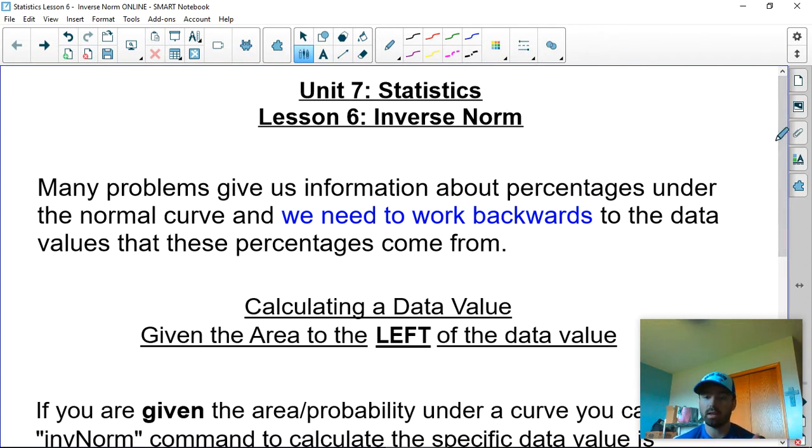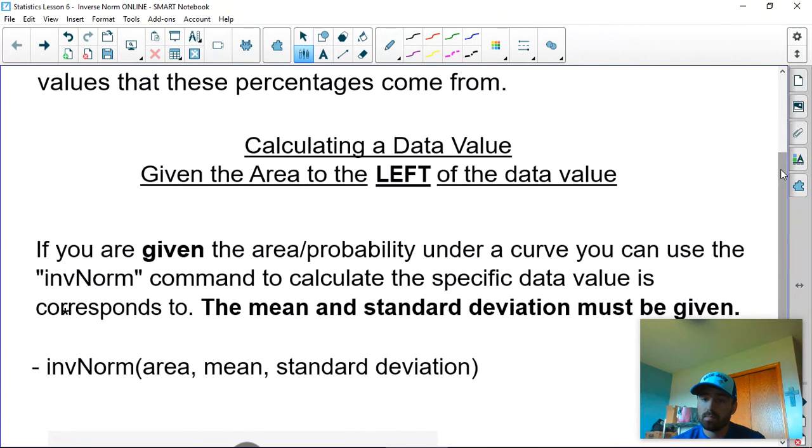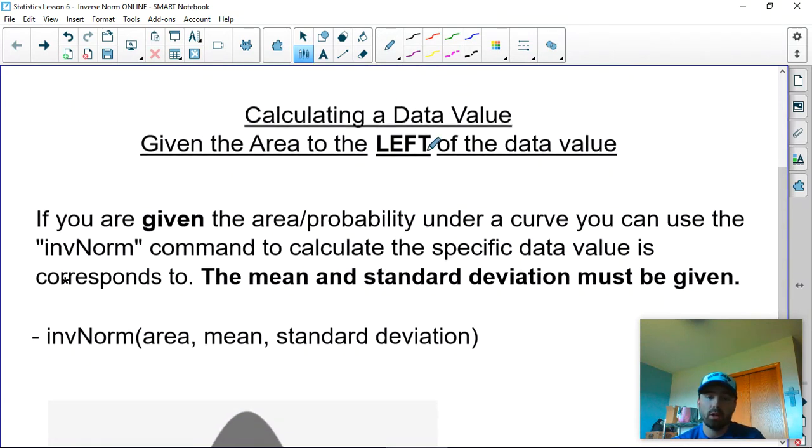It's kind of like we learned to multiply first, and then we learned to divide. Here, we're learning how to find probability and percentages first, and now we're going to learn how to start with those and go back to solve for the original data values. So let's first look at calculating a data value given area to the left.